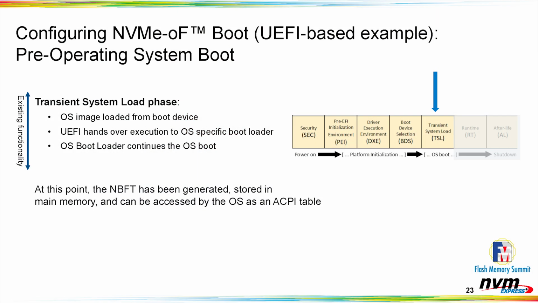You have all of the connections that UEFI established all set up, and the bootloaders can access those exact paths. So now you've got the NBFT. The table's all been generated, it's put into main memory, and it's available there for the operating system to access when the operating system boots.